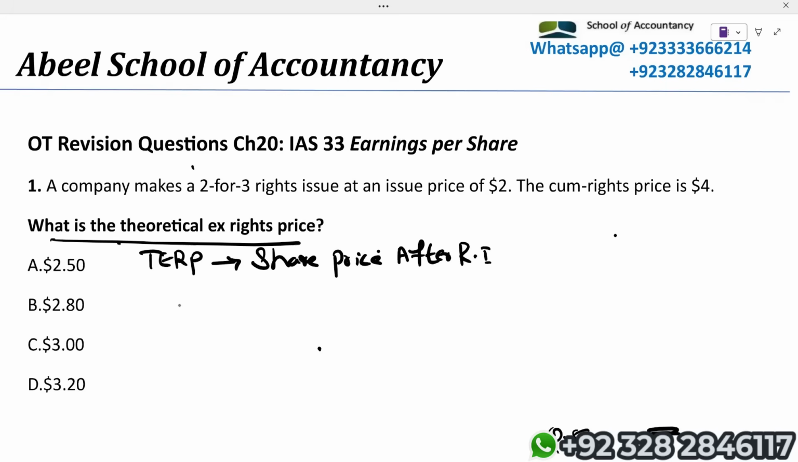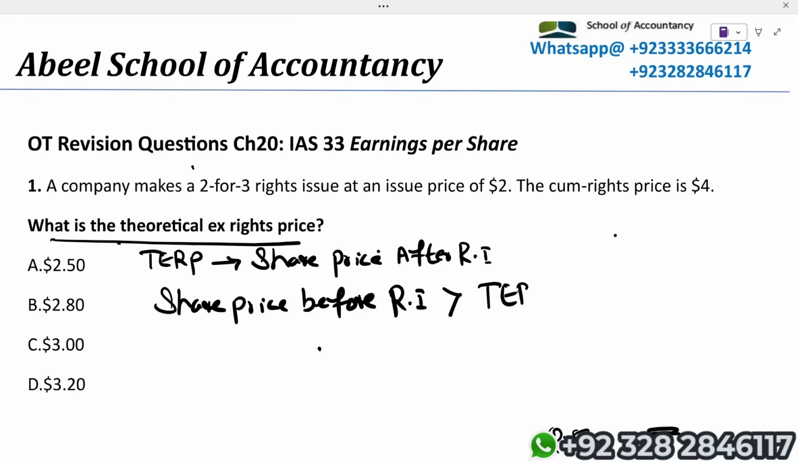Second, you should know one more thing. Share price before rights issue will always be higher than theoretical ex-rights price. Okay. Now let's read the question.